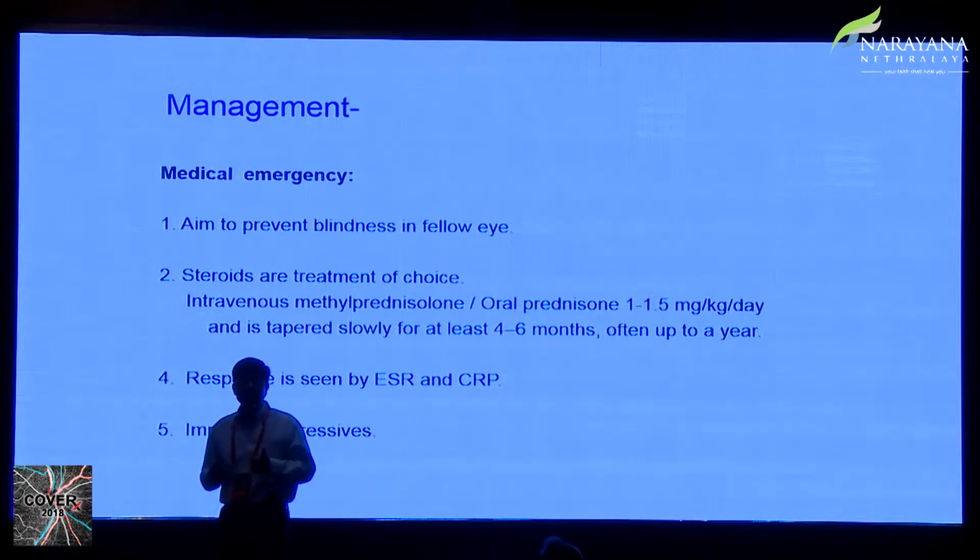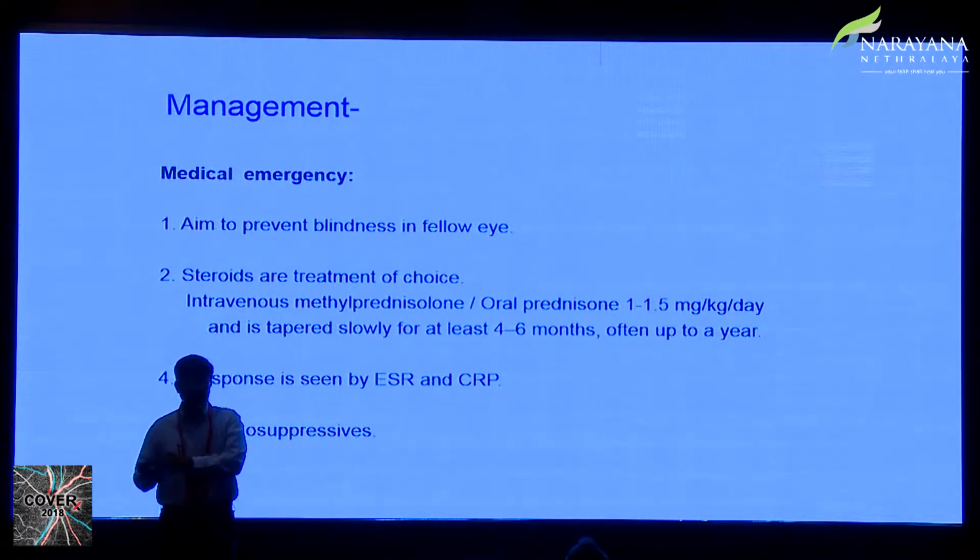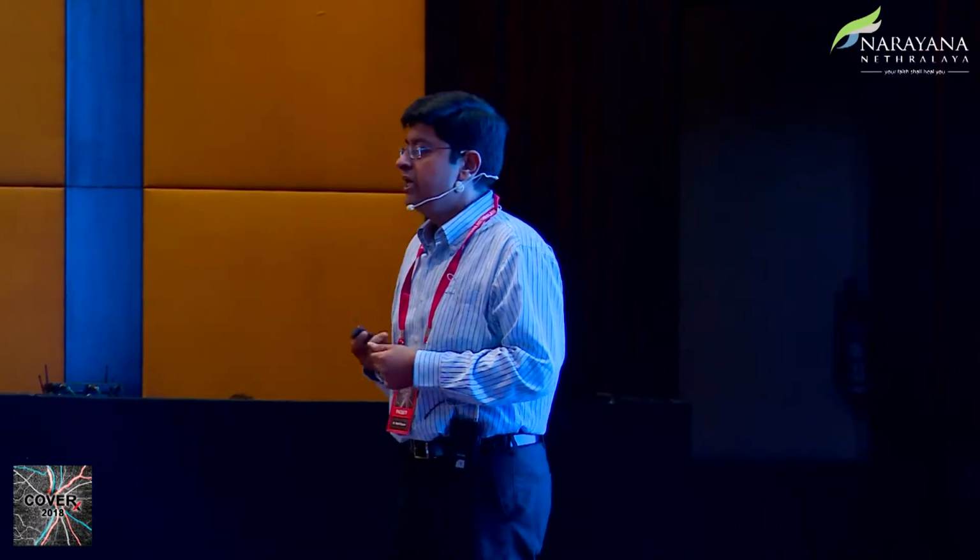You need to manage it in an emergency to prevent the other eye getting involved. Although the standard of care is oral therapy, about 1.5 milligram per kilogram body weight, people have even given IV methylprednisolone in the optic neuritis doses. And it's important that this treatment continues for a fairly long period of time, sometimes up to 1 to 2 years, and you taper the steroids gradually based on the ESR CRP responses.